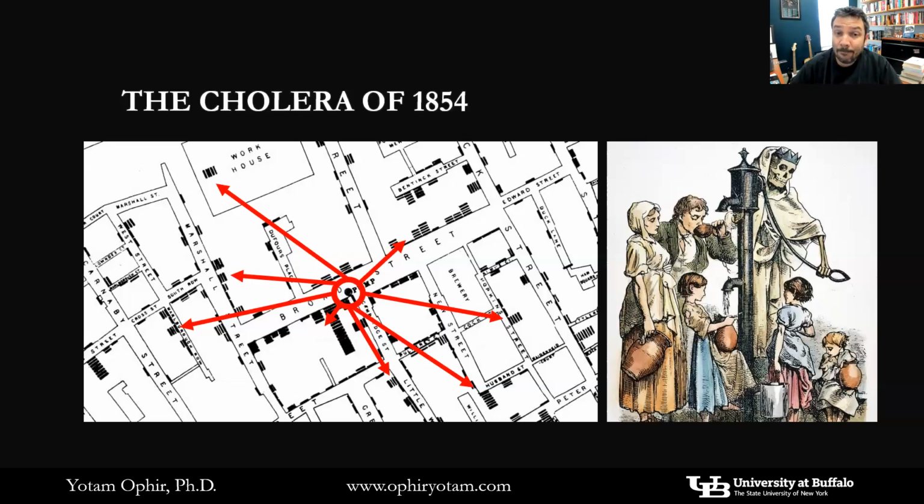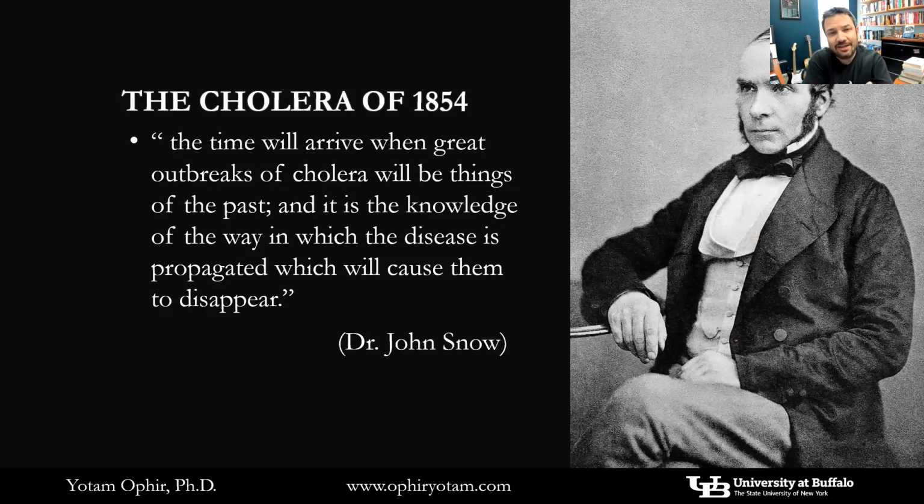People were pretty optimistic after that. John Snow himself said that the time will arrive eventually when great outbreaks of cholera will be things of the past, and it is the knowledge of the way in which the disease is propagated which will cause them to disappear. So basically, John Snow himself, the guy who realized what the real cause was, was saying to us, it's just a matter of time until we understand diseases to a level that will allow us to never suffer from them again.